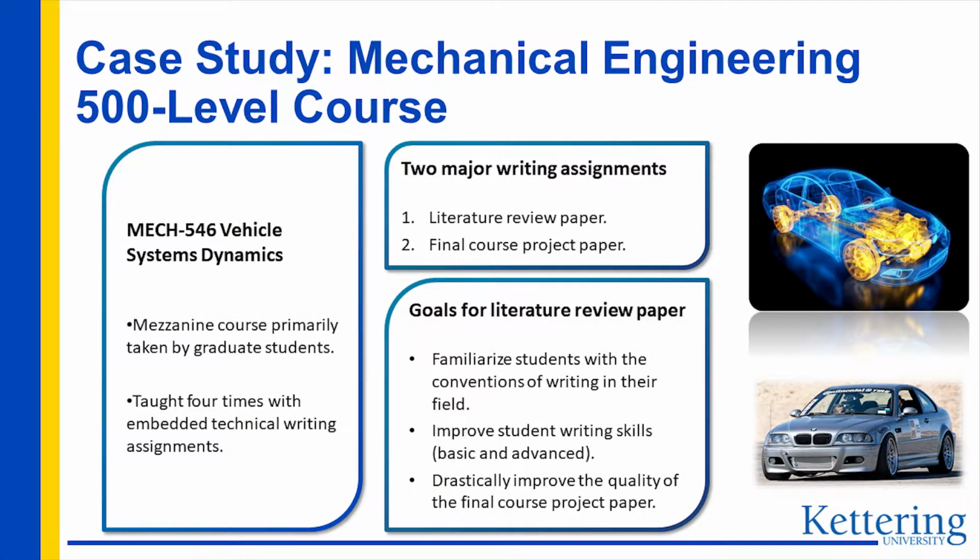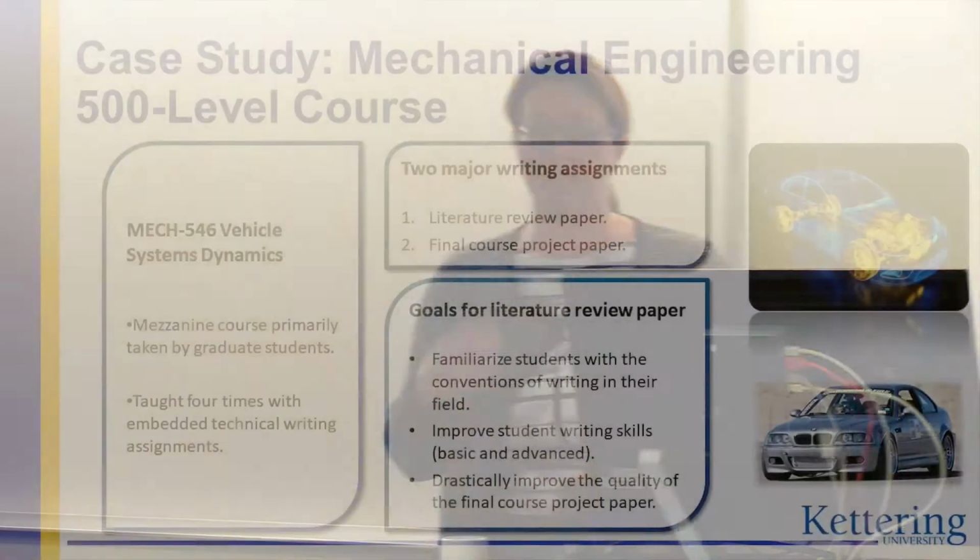So in my course, I have 2 major writing assignments. The first one is a literature review paper, and that's what I'm going to focus on here. The second one is a final course project paper. My goals for the literature review paper are that I want to familiarize the students with the conventions of writing in their field. That is the single most important goal of the assignment. The next goal is I want to improve the students' writing skills, both basic and advanced. Basic skills I want to improve are grammar, spelling, and organization. Advanced, I'm talking about research synthesis. So very broad, overarching goals for this assignment.